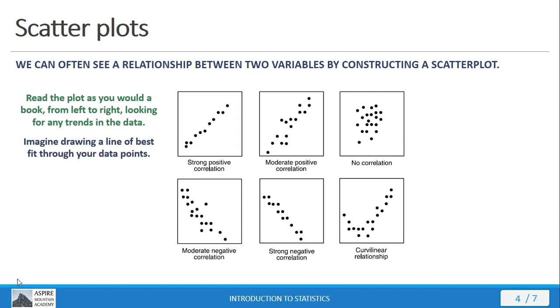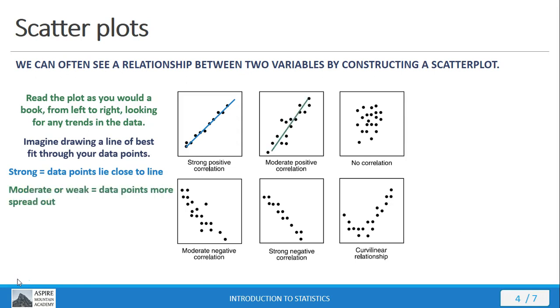Okay, imagine drawing a line of best fit through your data points. So there we draw a line that looks something like this maybe. And look at how closely those data points adhere to your line of best fit. That's what we mean when we say strong correlation. Strong correlation means that those data points are pretty close to the line. Of course, if they're spread out further from the line, that's what we call moderate correlation.